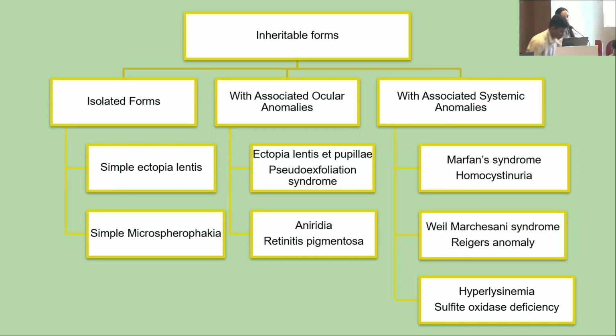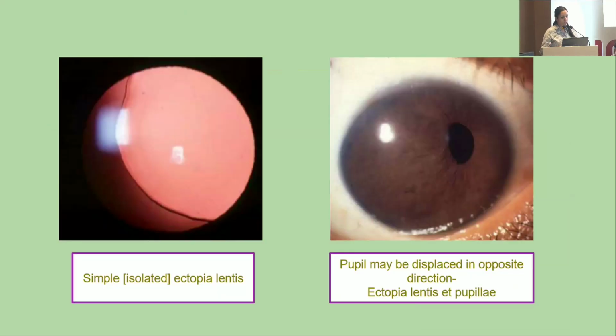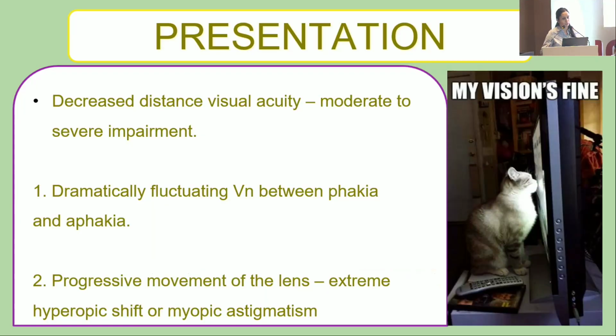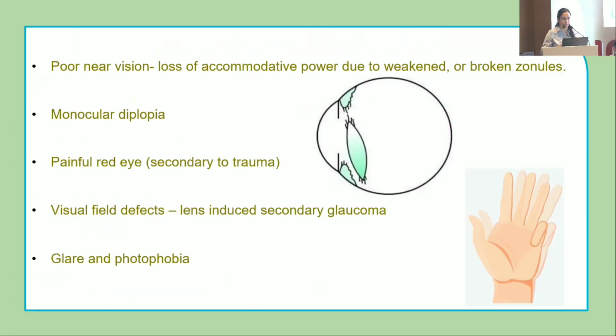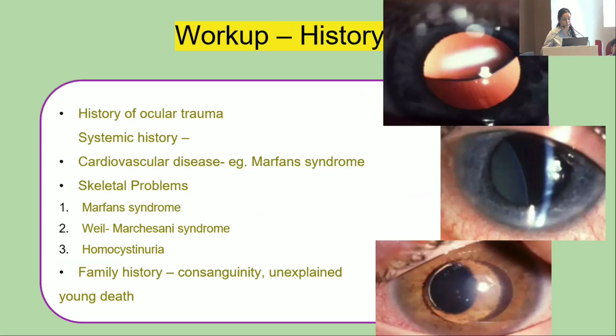The inherited forms include the isolated forms and also the ones associated with systemic anomalies, most commonly Marfan's, homocystinuria, and Weill-Marchesani syndrome. So this picture is of a simple ectopia lentis and another one is of ectopia lentis et pupillae. Presentation: there is a decreased distant visual acuity. Dramatic fluctuation of vision can be present due to phakia and aphakia, and progressive movement of the lens can lead to hypermetropic or myopic shift in between. Poor near vision, monocular diplopia, painful red eye, visual field defects and glare, photophobia and other features.